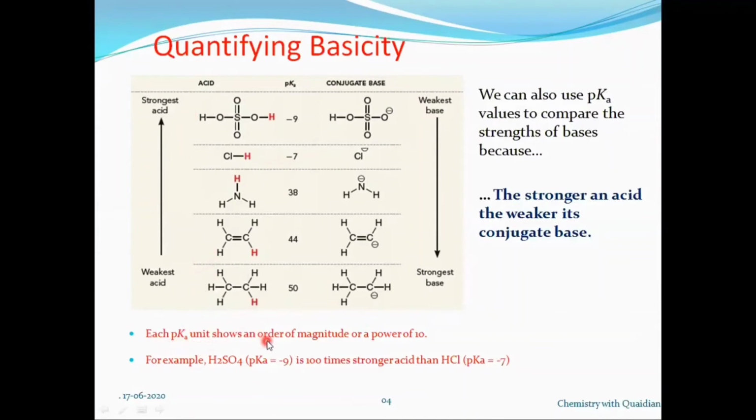Each pKa unit shows an order of magnitude, or a power of 10. What does this mean? This means that H2SO4 has a pKa value of -9, and HCl has a value of -7. There is a difference of 2 units between them. So H2SO4 is a 100 times stronger acid than HCl because there is a 2 unit difference between these two.